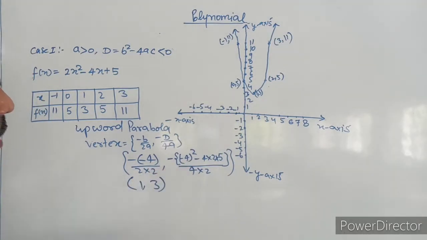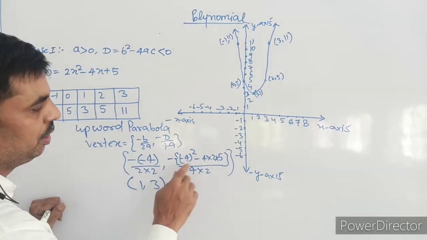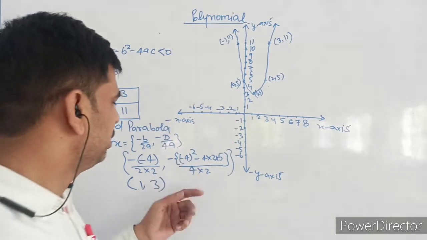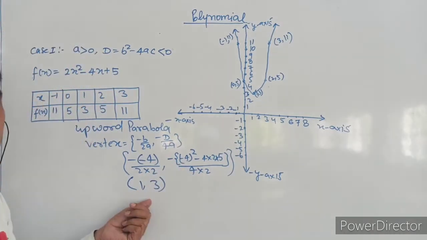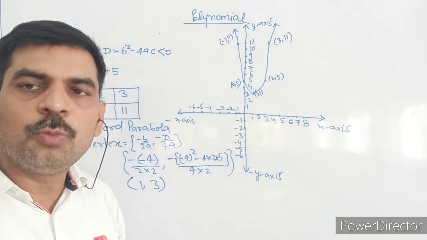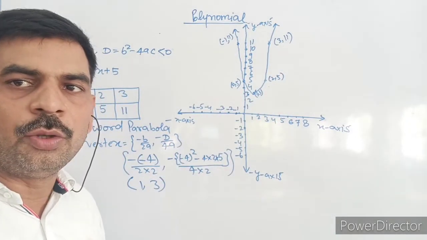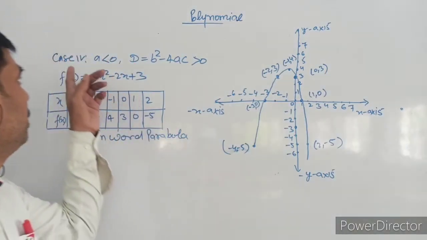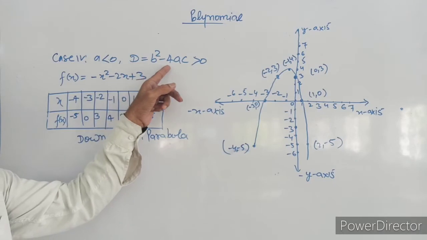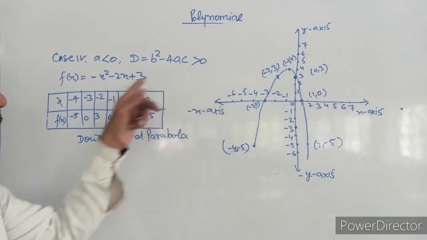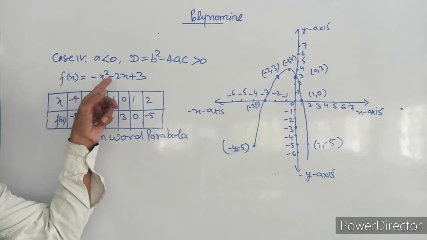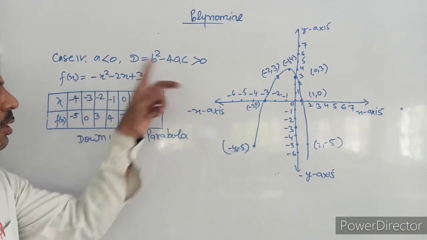Here 4 into 4 is 16, 4 into 2 is 8, 8 into 5 is 40, subtract it, divide by 8, it is 3. So it is the third type of graph. Now the fourth type of graph, here we plot. Case number 4: when a is less than 0 and b square minus 4ac is greater than 0. Here is an example. Put in values that satisfy this condition.